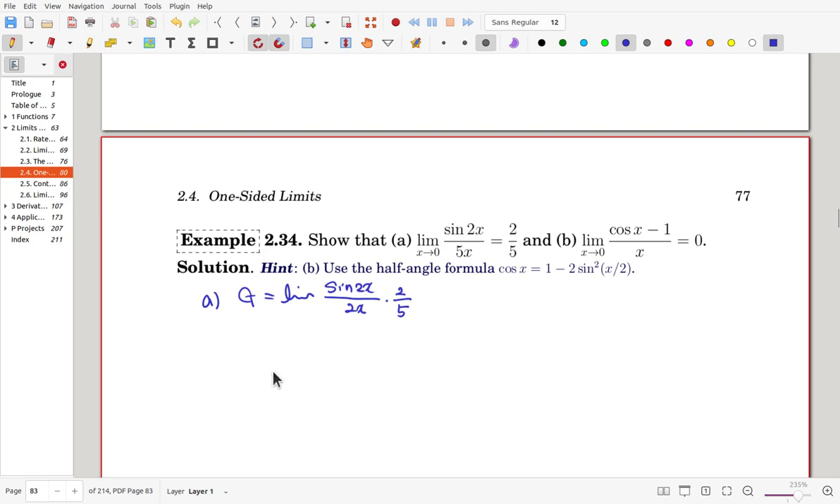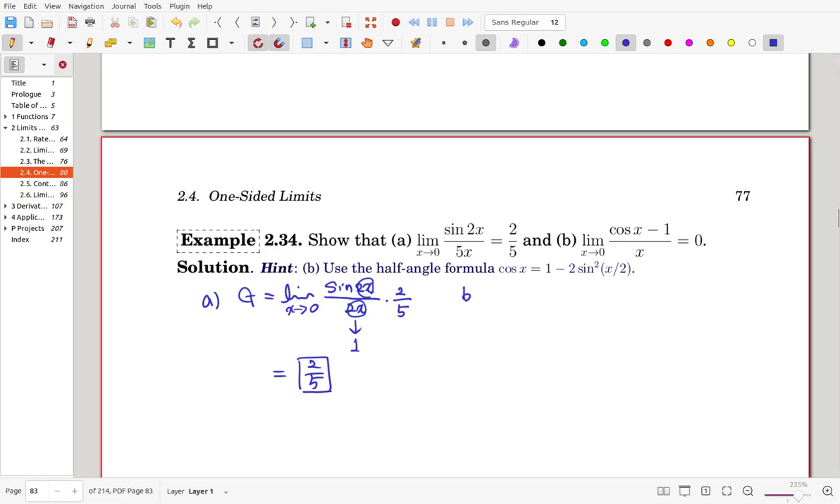Okay, now here x approaches 0, and we know from the previous theorem that x approaches 0 means 2x also approaches 0, so this whole thing will approach 1, and this is constant. So eventually that will be 2 over 5. So that is the final answer.